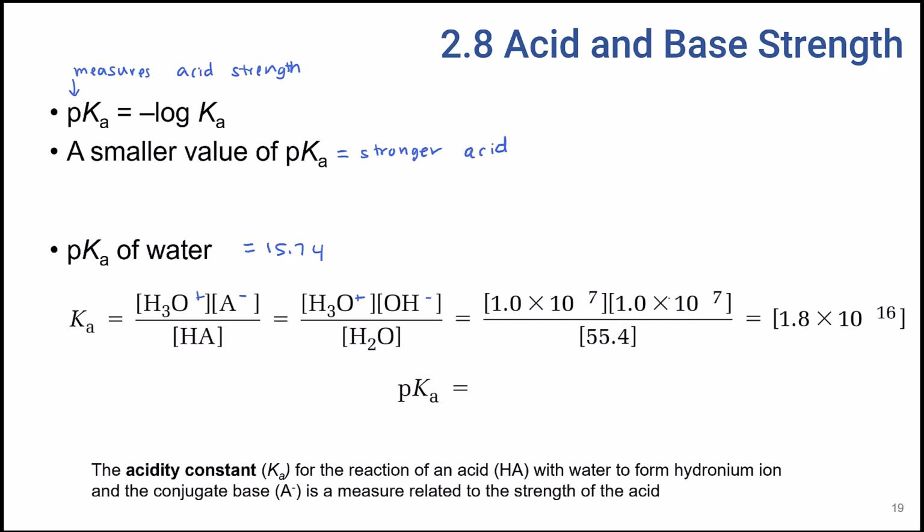And that comes from these two numbers, the 1.0 times 10 to the 7th times the same number, over 55.4, which is the molarity of water, and that gets to this value, and when you take the negative log of that, we end up with 15.74. The acidity constant, Ka, for the reaction of an acid measures the strength of the acid. So small numbers mean stronger acid, large numbers mean a weaker acid.